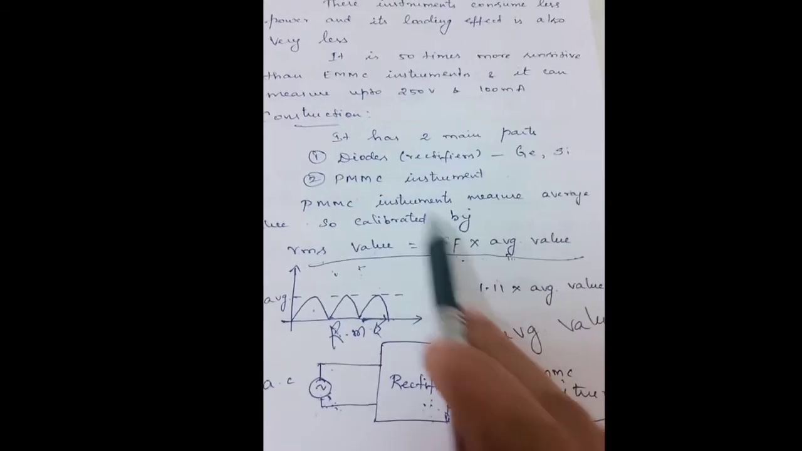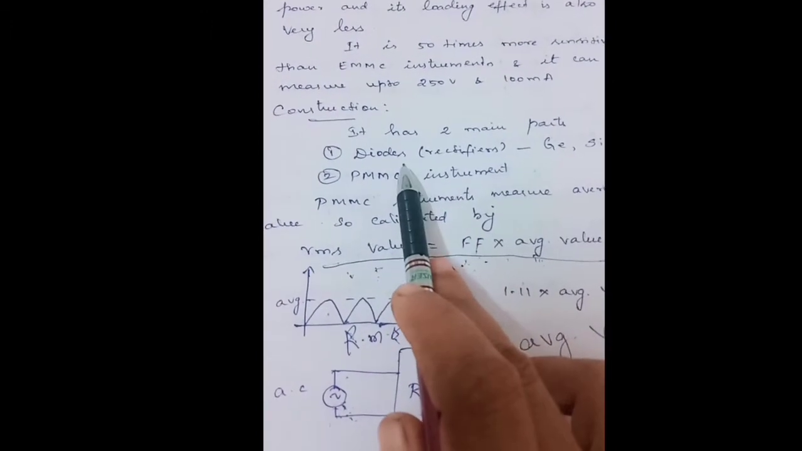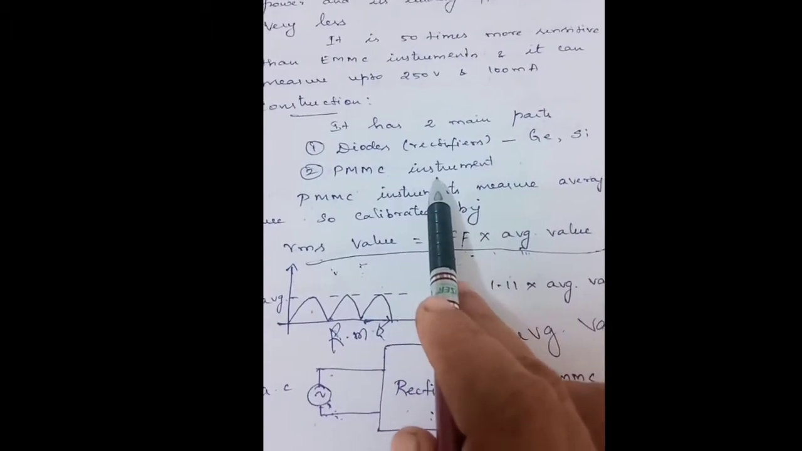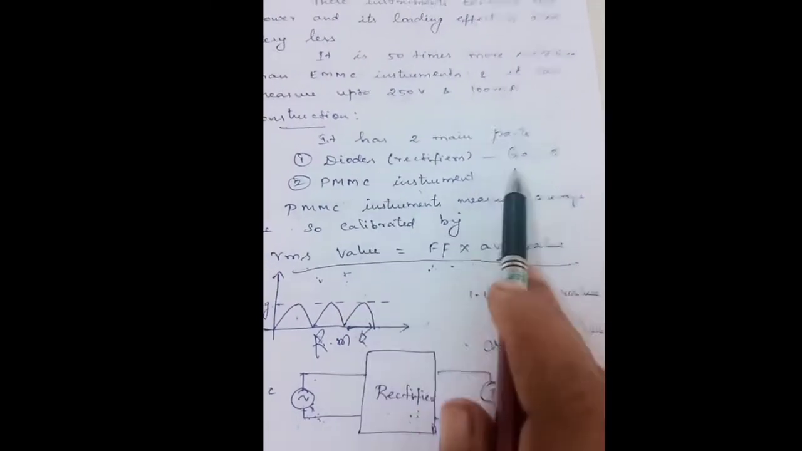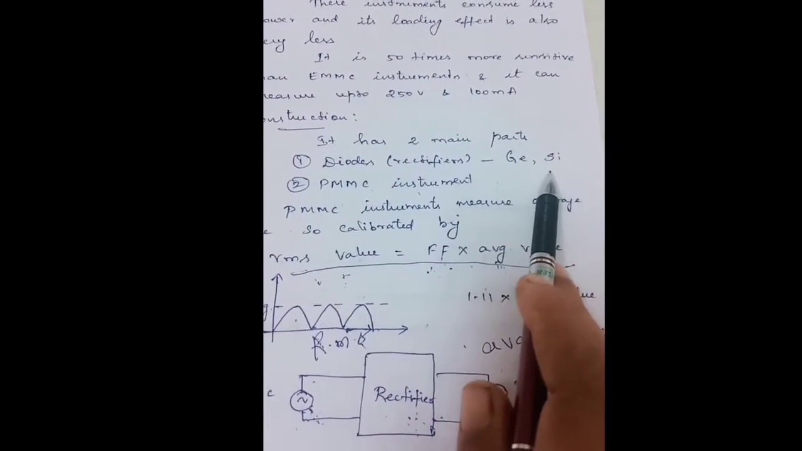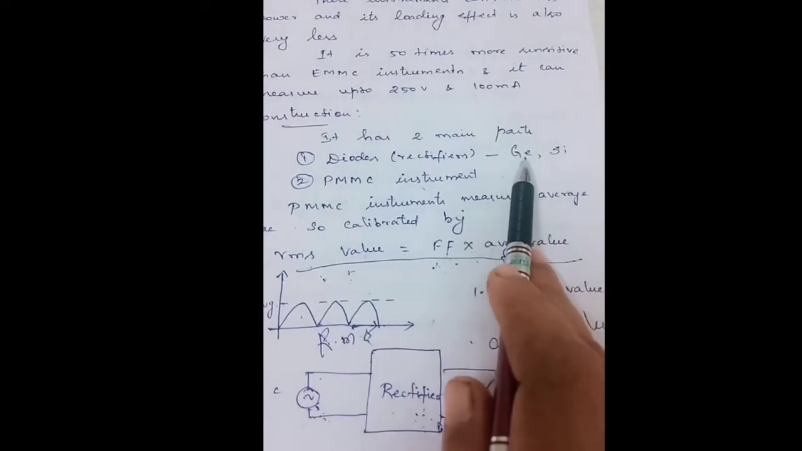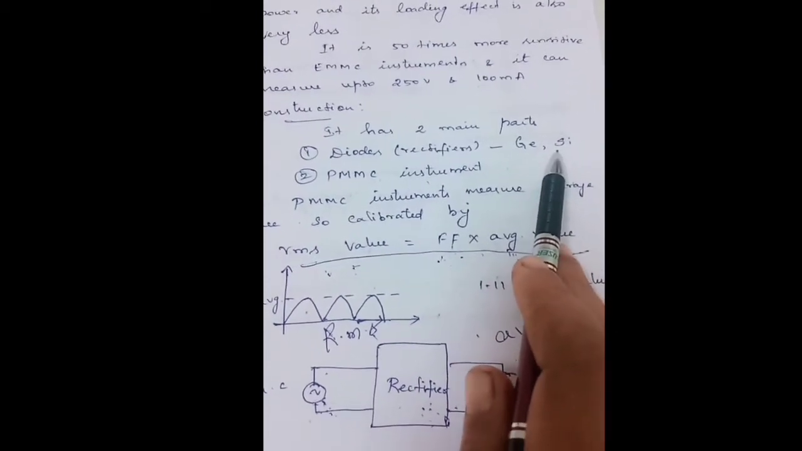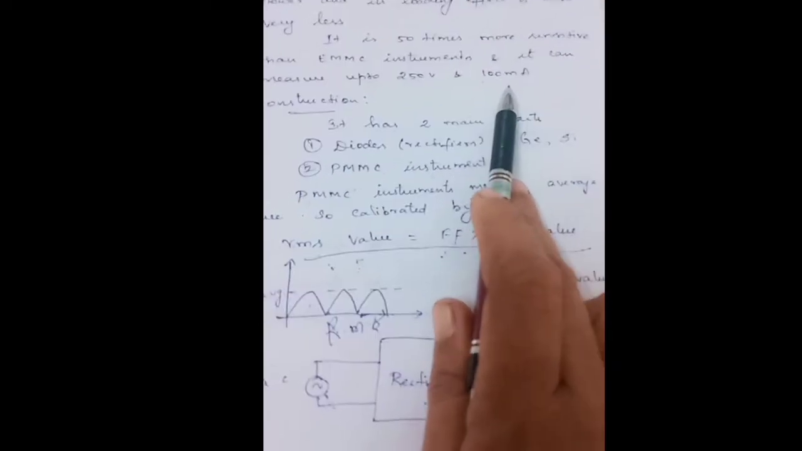As I said earlier, this rectifier type instrument has two major parts. Diodes act as the rectifiers and the PMMC instrument acts as the indicating unit. In the case of diodes, we can use either germanium or silicon depending upon our requirement. Since we use germanium or silicon, we can even measure voltages up to 250 volts and currents up to 100 milliamperes.